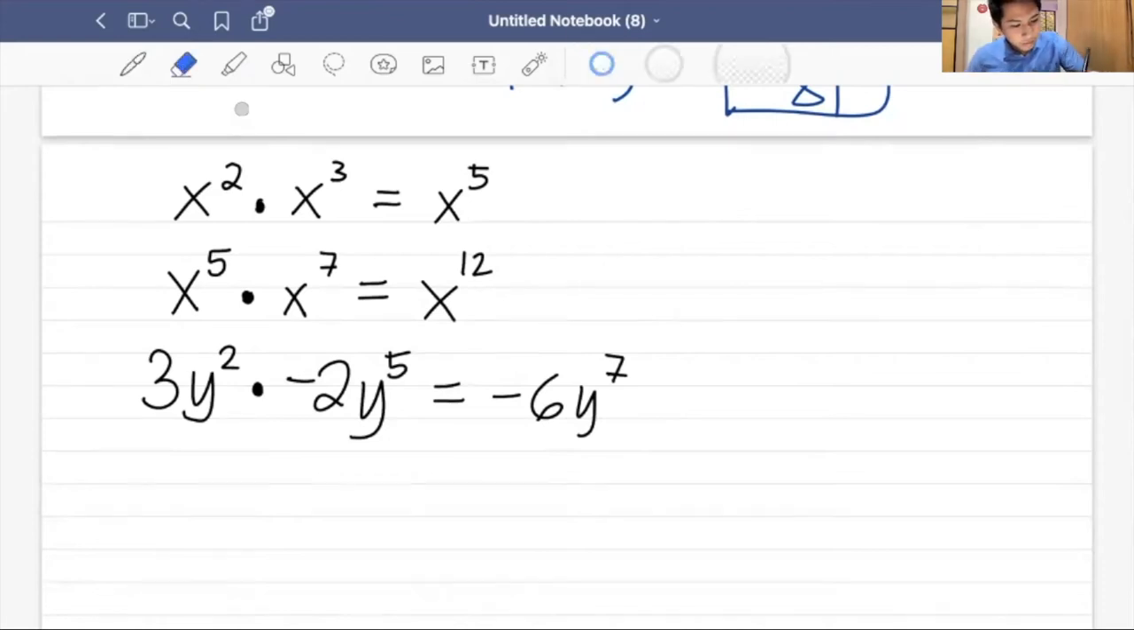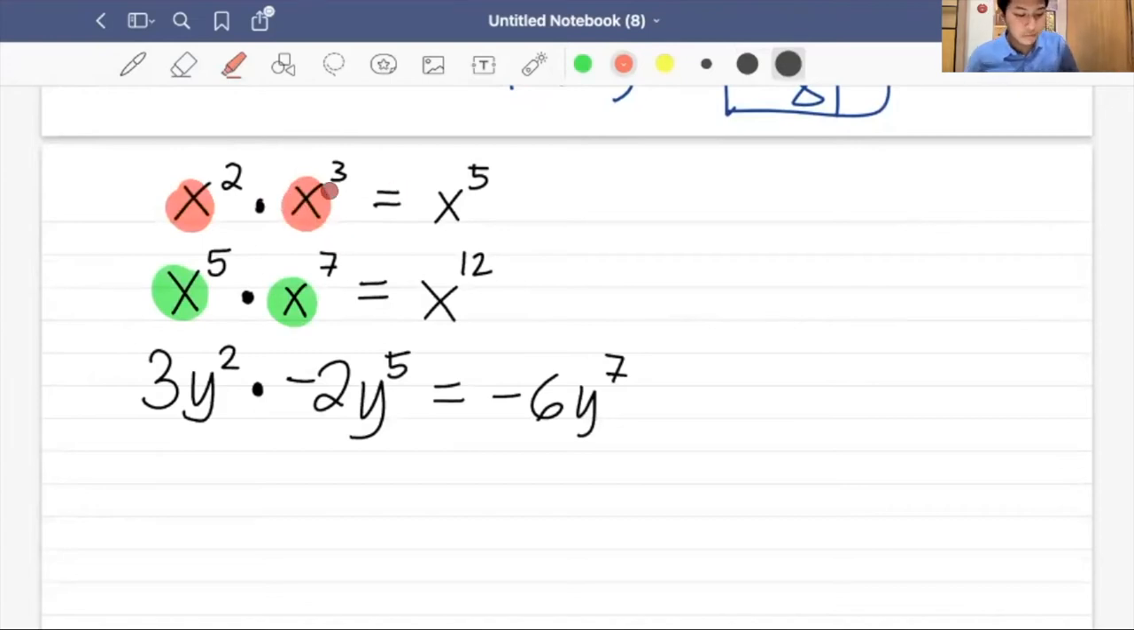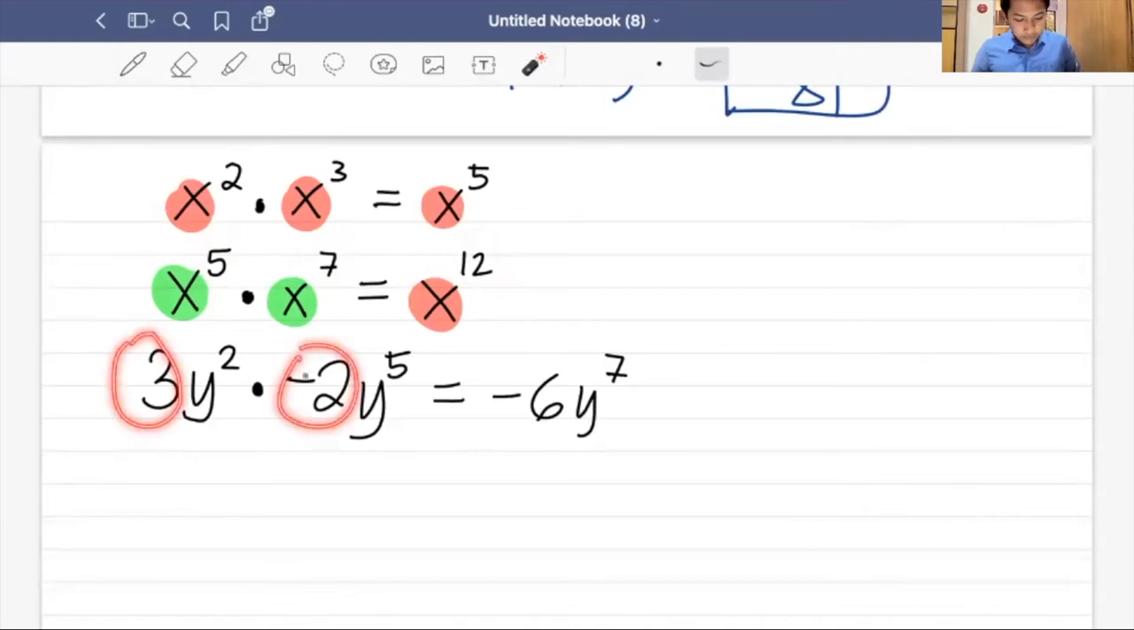If you observe here, we have x and x, same. We have x and x, same. So the x is being copied here. The x is being copied here. And what did you observe with the 5? It's just the sum of the exponents. We have 2 plus 3 equals 5. Same here as well. They just copied the x. 5 plus 7 is equal to 12. In the third example, we have 3 times negative 2, that's negative 6. But y was just copied here. And then 2 plus 5 were added together, that's equal to 7.